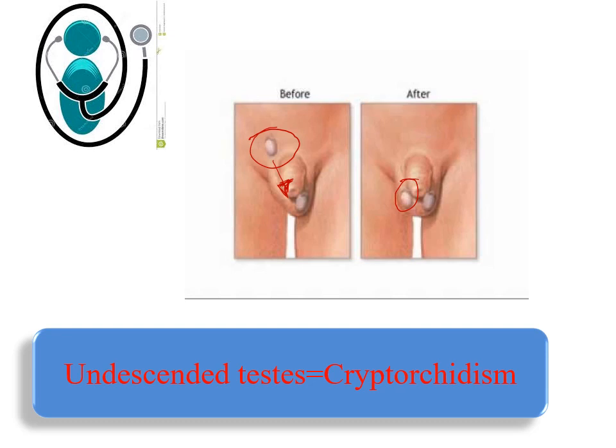This condition is common in premature males. It can lead to irreversible histological changes in the testis and an increase in the rate of testicular cancer if it is kept inside the abdomen, and it requires urgent surgical correction by placing the testis into the scrotum again.